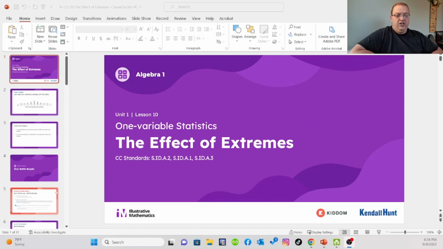We briefly mentioned some of what we're going to cover today in Lesson 5. Today, we're going to take a deeper look at how extremes, or outliers, affect our measures of center and help determine which measure of center we should use, and in turn, which measure of variability we're going to use.